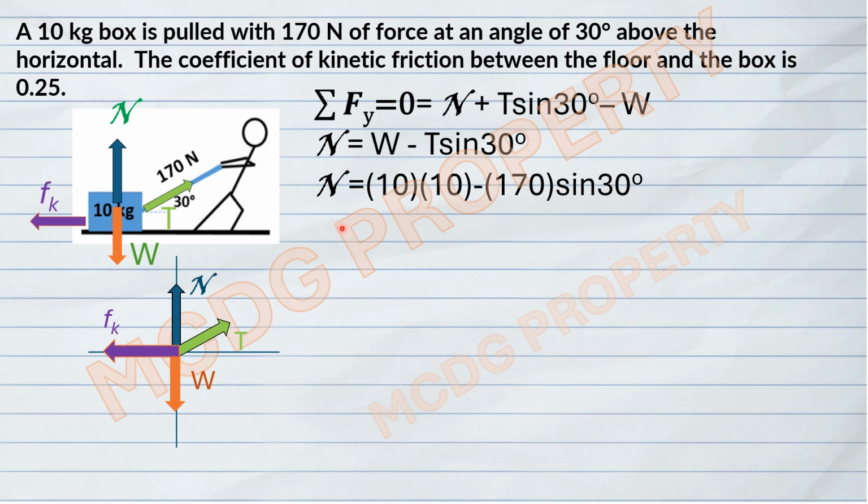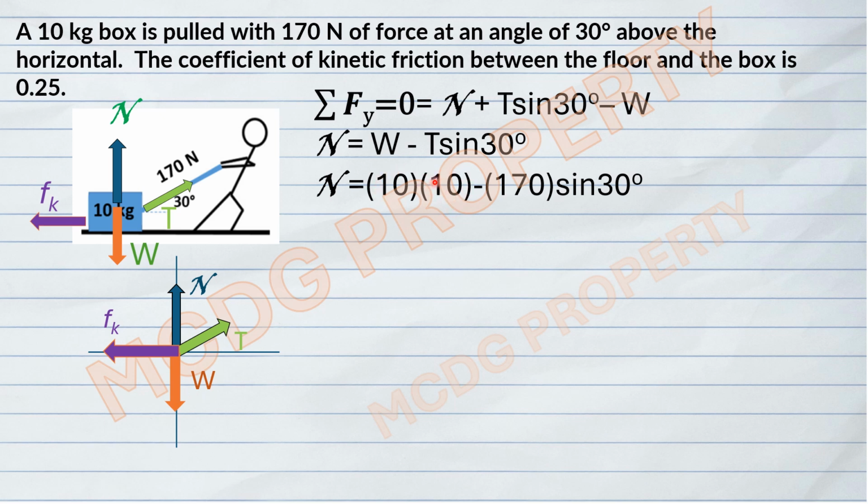So normal force is equal to the weight, that is mass times the acceleration due to gravity. Here I use 10 meter per second squared for the acceleration due to gravity instead of the 9.8 meter per second squared, so that the calculation will be simpler. But take note that the acceleration due to gravity is 9.8. I just use here 10 meter per second squared.